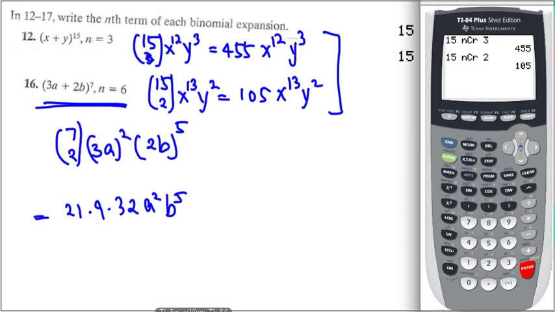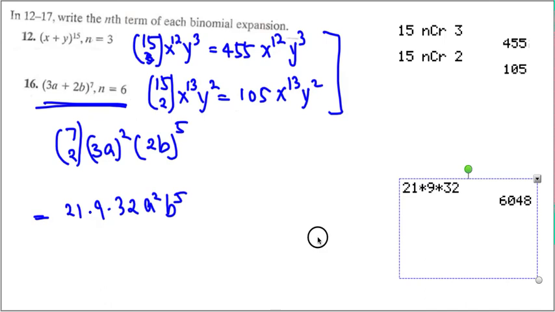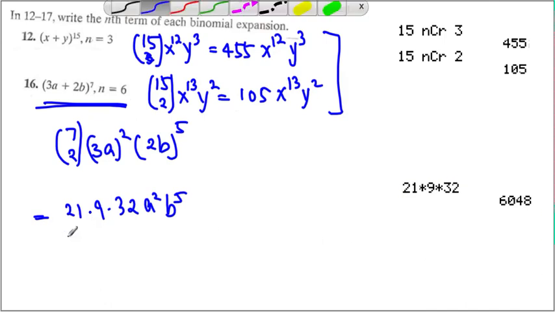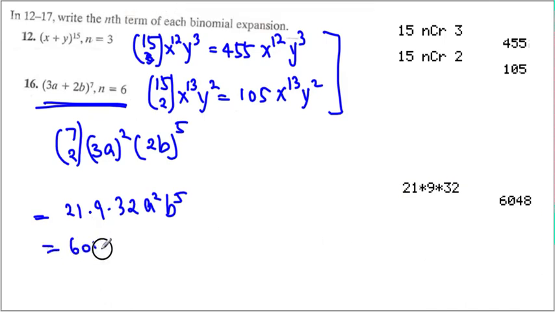So let's multiply those numbers together. Here we have 21 times 9 times 32. There it goes. So the answer becomes 6048 a squared b to the 5th power. That seems to be the 6th term in decreasing order of the exponent of a. Alright, let's move on.